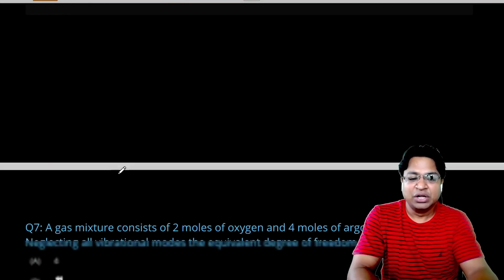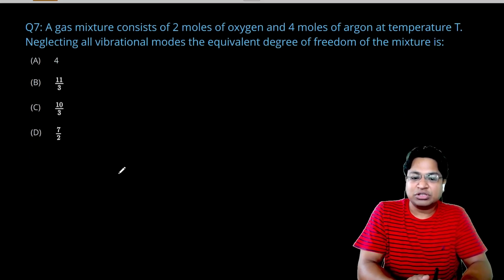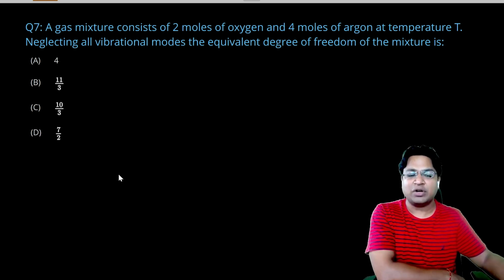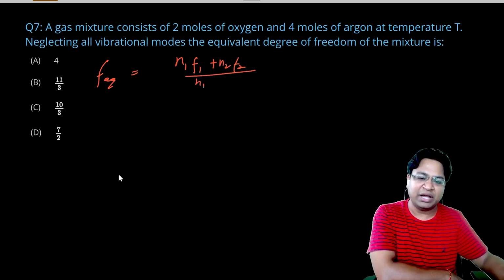So that was question number 6 for you. Now we go to the next question, which is question number 7. It says a gas mixture consists of 2 moles of oxygen and 4 moles of argon at a temperature T, neglecting all vibrational modes, find the equivalent degree of freedom. So how do we find the equivalent degree of freedom? The formula for this is N1 F1 plus N2 F2 divided by N1 plus N2. So we simply apply this formula.